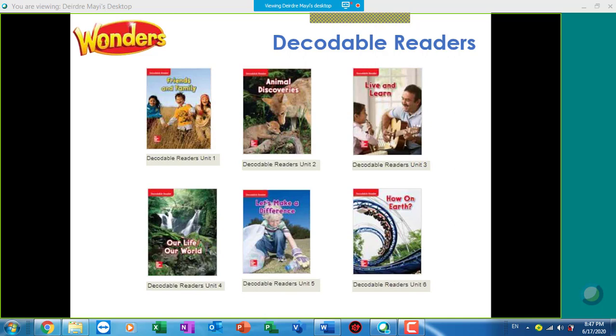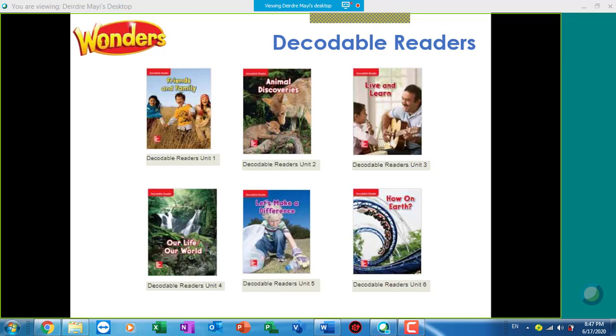Now, I mentioned before that second grade has a foot in decodable text and a foot in complex text. You will have decodable readers that you will be able to use to help your students engage in the reading of decodable text. Let's talk about how these are structured. First of all, there are 6 decodable readers. Why 6? Because there are 6 units.